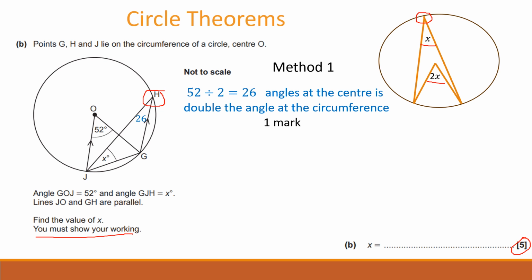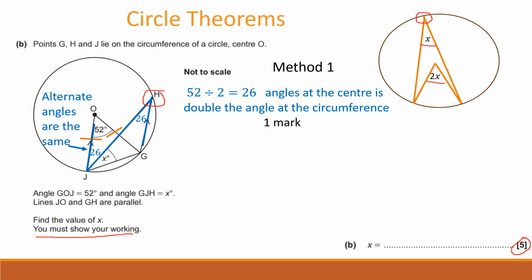The next mark comes from using the fact that we've got parallel lines. Now, using parallel lines, we can spot that we've got something called alternate angles, and that forms a Z within the parallel lines, and between that Z we get the same angle. So this angle that's just been highlighted here, OJH, is also 26 because the alternate angles mean that these 2 angles are both 26. That is my second mark.